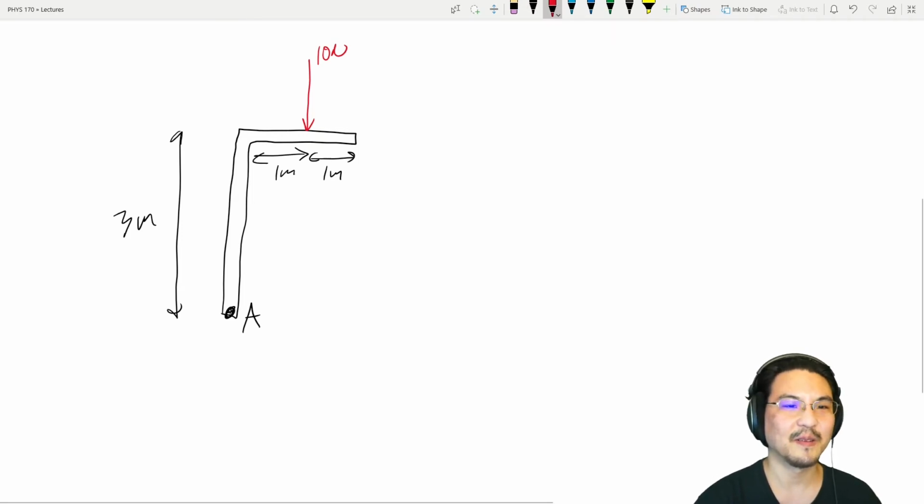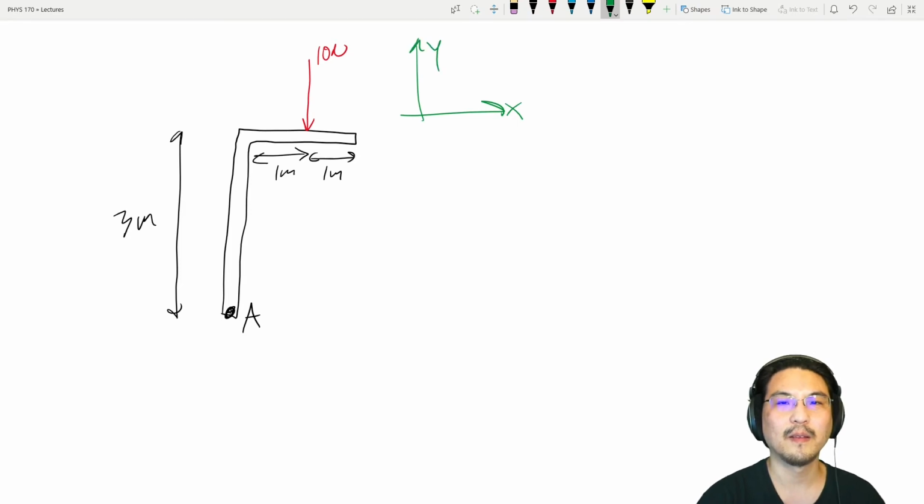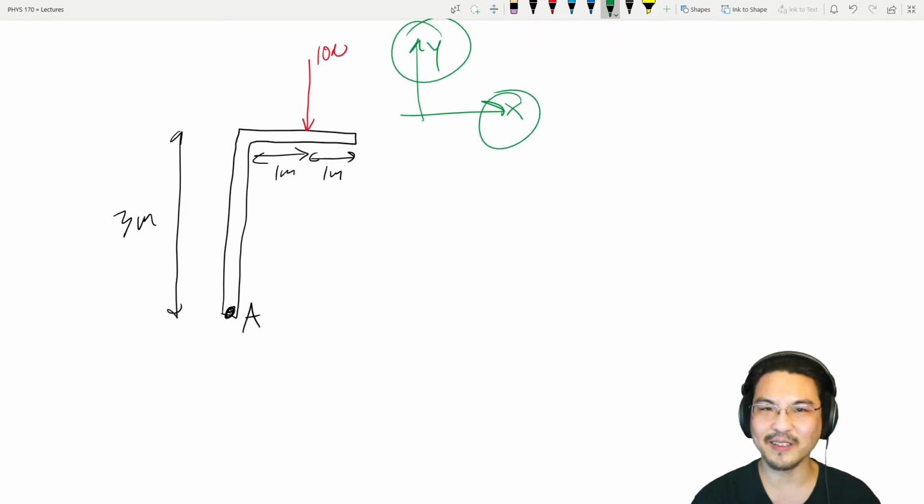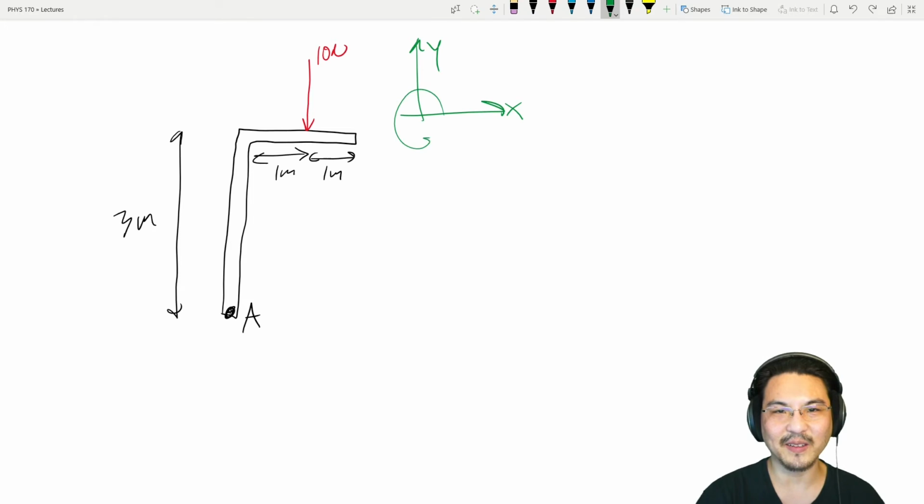You could just go like this, R cross F. So in this particular example, let's pick coordinates. Let's say like this. Well, if X is here, Y is here, which way is Z? Out of the page, right? So that would be counterclockwise.